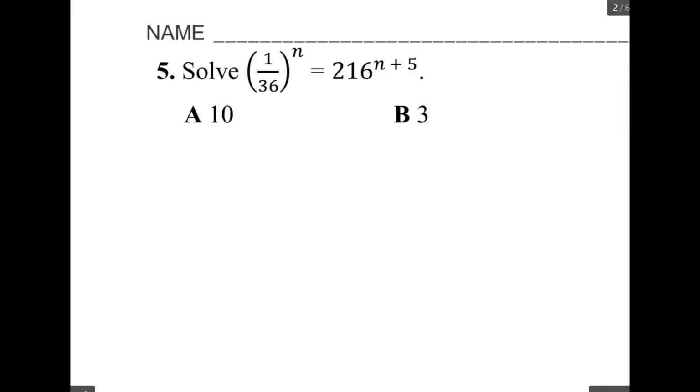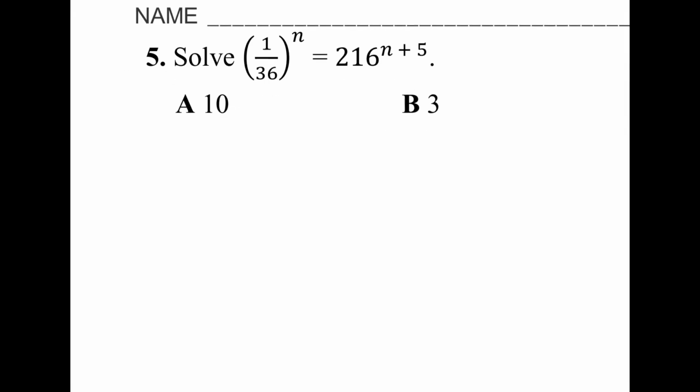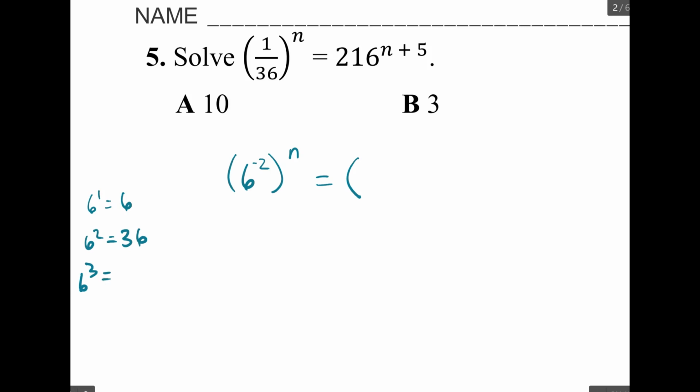Alright, let's go ahead and solve this one. This one's way trickier, it's kind of hard. Alright, Liana. The base? Okay, so 6. So negative 2 to the n power is equal to, let's see, 6 to the first is 6. 6 squared is 36. What's 6 cubed? 216. Okay, so that's one we're going to be using.